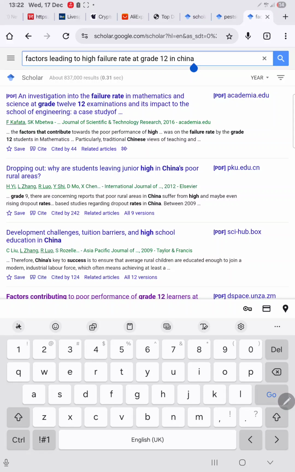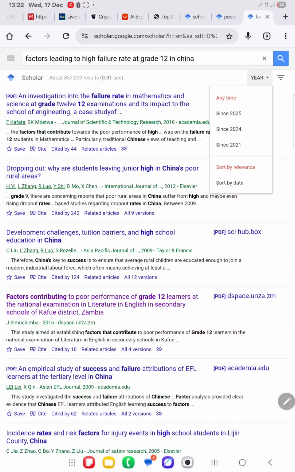So meaning that if you're writing it in that particular order, that means you now need to indicate the year. How do you indicate the year? So when you come at your right hand side here, you've seen that they have written year. Here they have written year. So you go there and say, it's just unfortunate that I'm not using the computer, I'm using my tablet. If I'm using the computer, or if I'm using the PC, it was going to show clearly. But let me just show it from here.